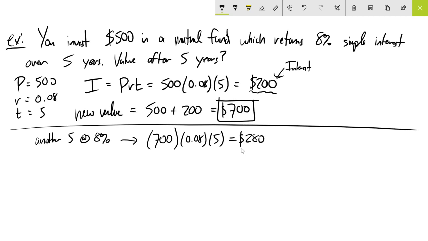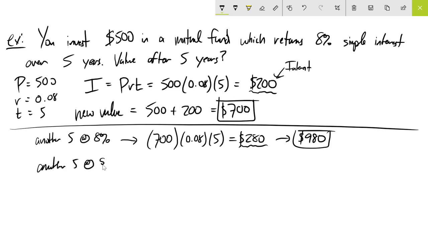Right? So now, in the first 5 years, you earn 200, but then now you're earning interest on interest. So you're making money on the money that you made money with. Right? So then, what's your new balance at that point? It's $980, right? And then, what happens if you go another 5?